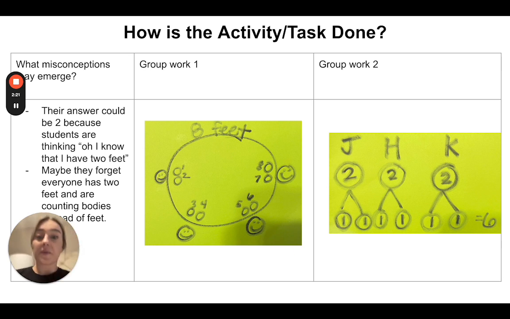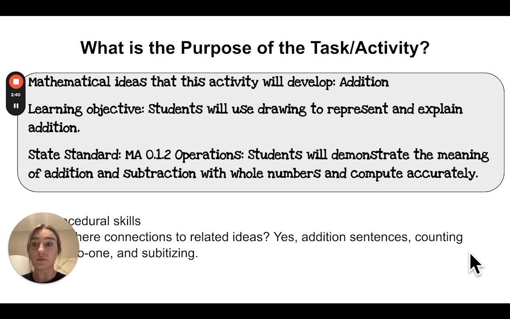But here's some potential work that students could produce. In the first one, you see 4 bodies, and they're representing their counters, and they counted them by ones. In the end, they found that they had 8 feet. This one, they're showing part whole. Everyone has 2 feet, and they broke it down by 1, and they counted by ones as well and got 6.